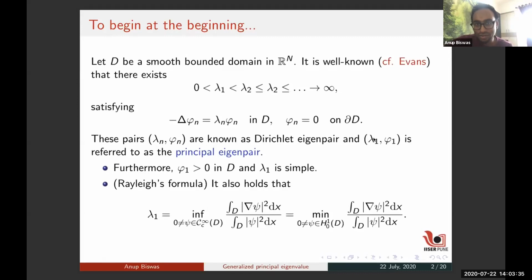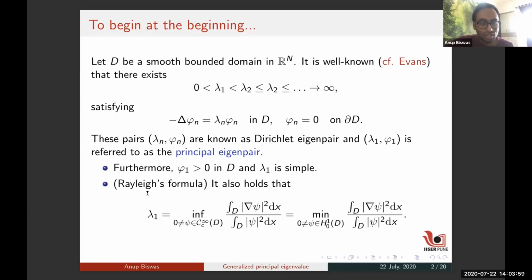Now, let me tell you a couple of properties. In this talk, I'm interested mainly in this particular eigenpair, lambda 1, phi 1. The first thing is that phi 1 has a fixed sign, whether you take positive or negative, and lambda 1 is simple. That means if you look at the eigenspace corresponding to this eigenvalue lambda 1, it is one dimensional.